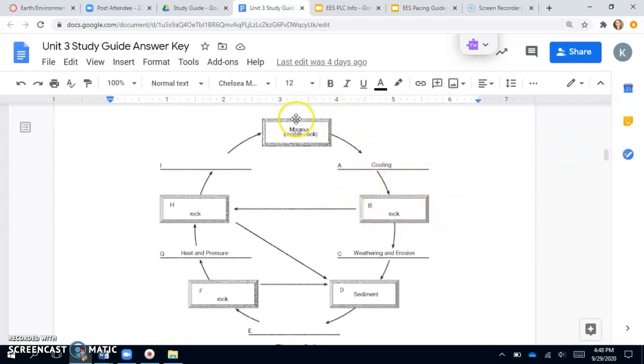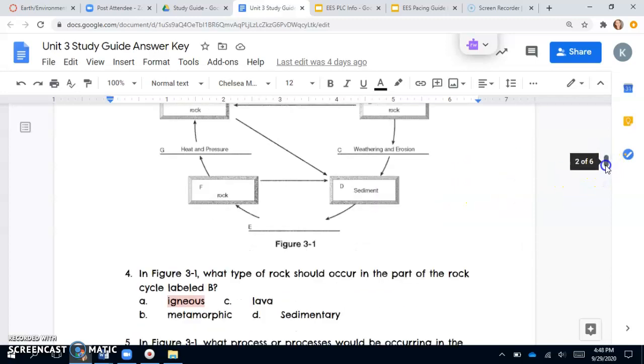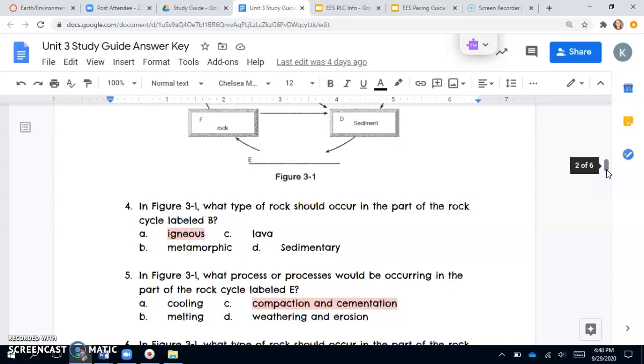So if we start at the top, we've got magma, and your personal example in your notebook has the magma at the bottom. It doesn't matter where it is as long as the activities are the same and the rocks are the same. So we have our magma here. So we're starting with magma, and magma is going through the process of cooling. So if magma is cooling, that means we're going to get igneous rock. So the answer to this question would be igneous rock, because igneous rock is formed from the cooling of magma.